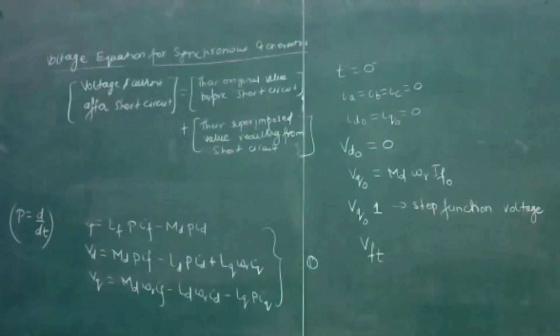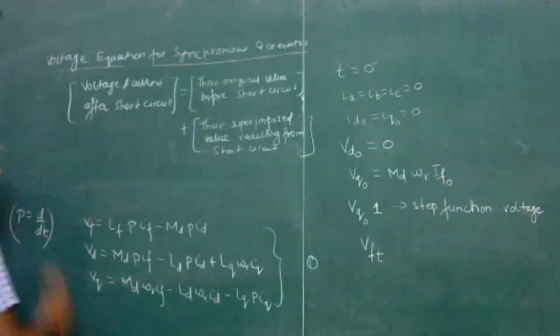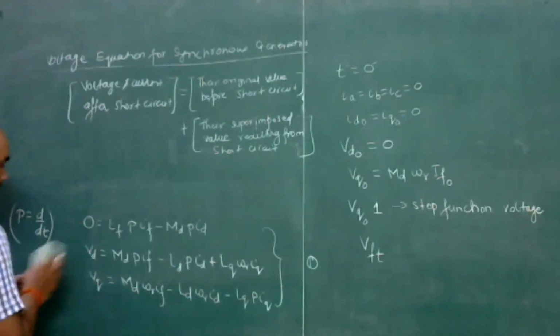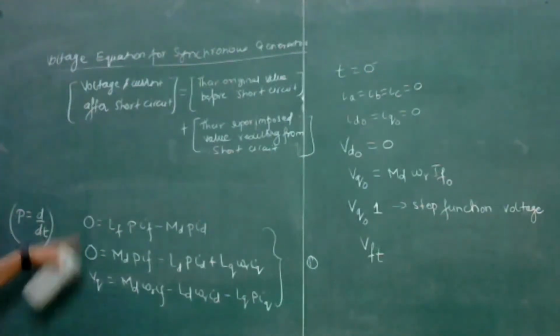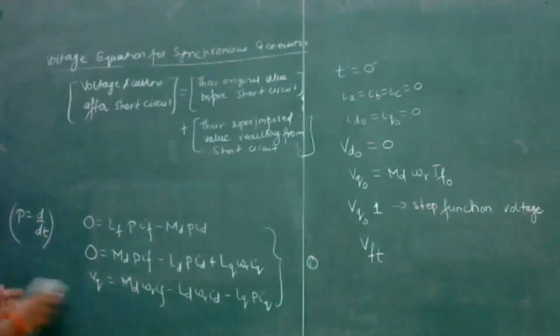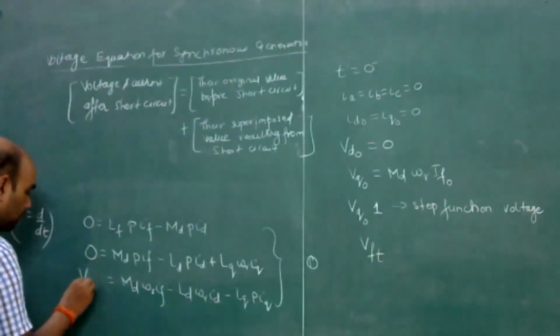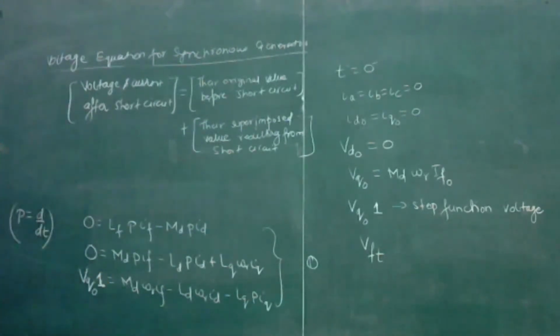So Vf is 0 and Vd is equal to 0. Okay, so Vd will be equal to 0 and Vf is also equal to 0. Okay, and Vq is replaced by a step function voltage. So this is Vq naught 1. Okay, so this means this is a step voltage.